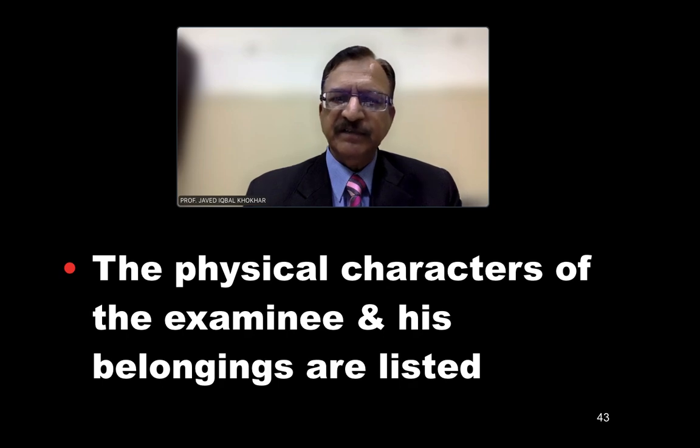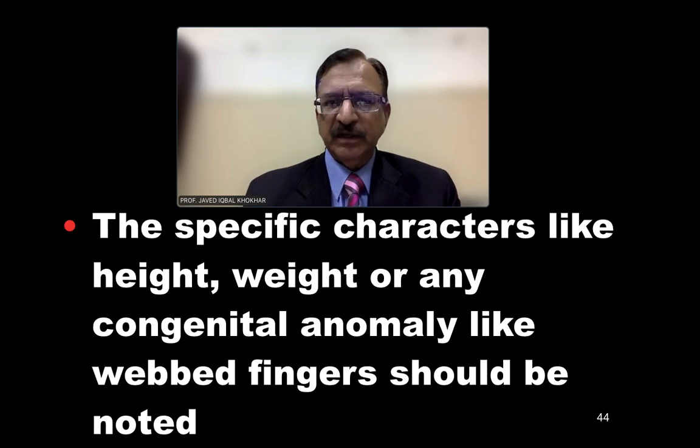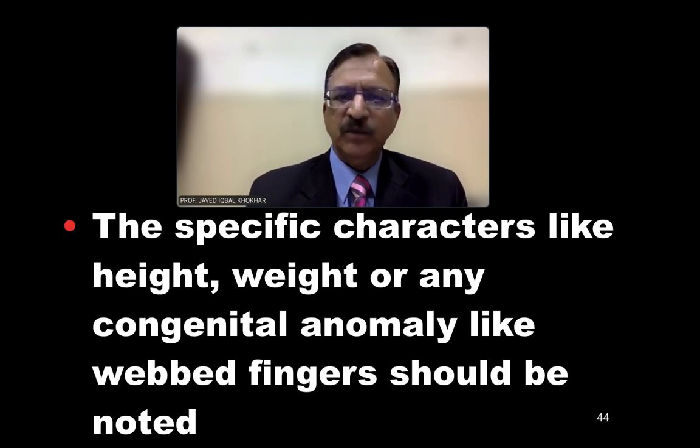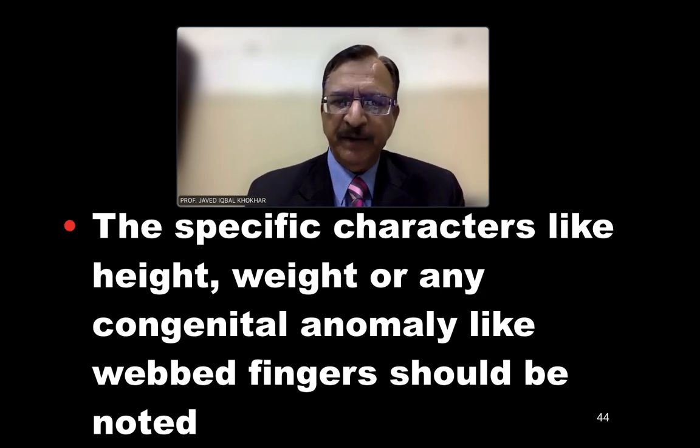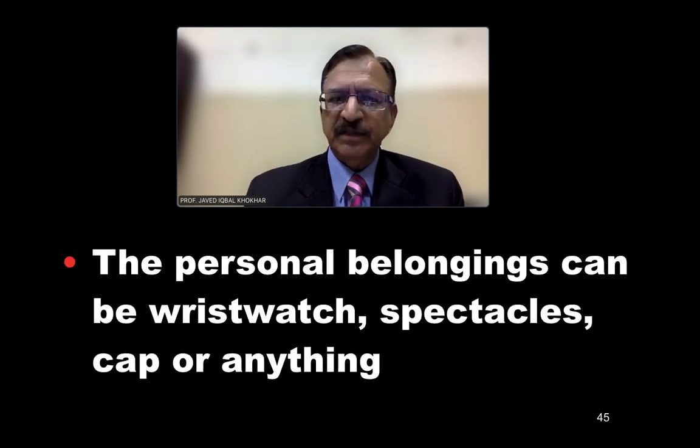And the physical characters of the examinee and his belongings are also listed. The specific characters like the height, weight, any congenital anomaly, if you find an extra finger or web nail or any other deformity or anomaly, should be noted down. And the personal belongings, which can be either the wristwatch, the spectacles, the cap, the clothes, or anything which is along with the body, can be noted down and taken into custody as evidence.